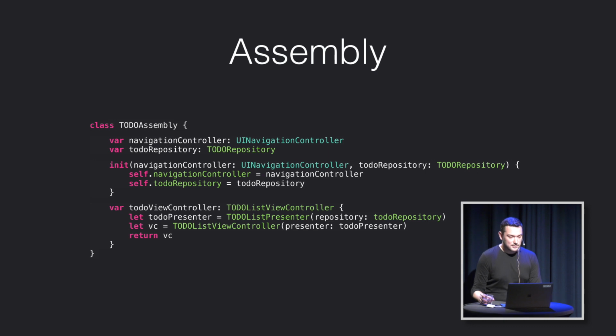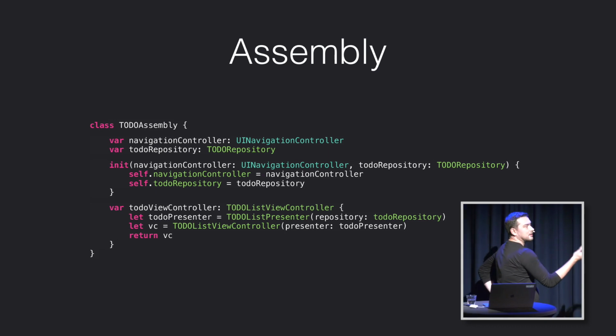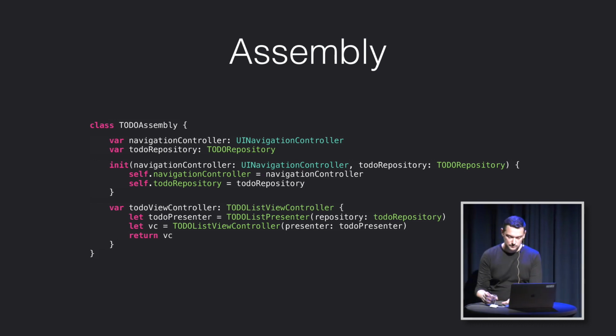Then the second method to do view controller is basically that factory method I'm talking about. The first thing you do, you instantiate your presenter. You instantiate your presenter with the repository that's already injected in this assembly. After you have a presenter, you can instantiate your view controller. And then you simply return it.